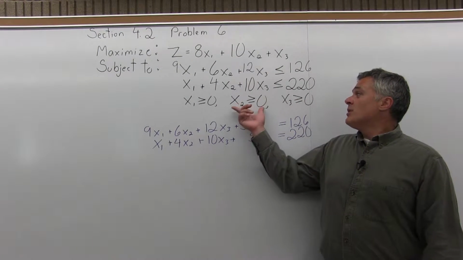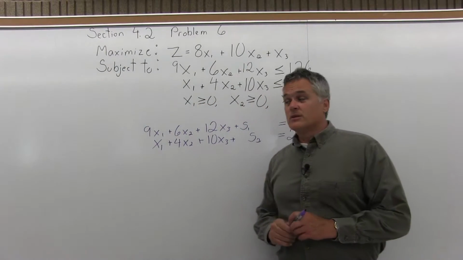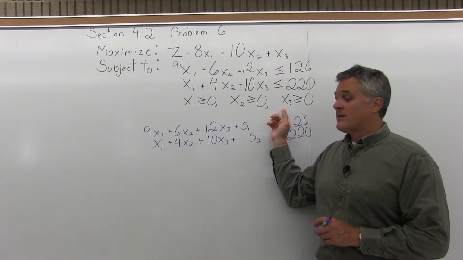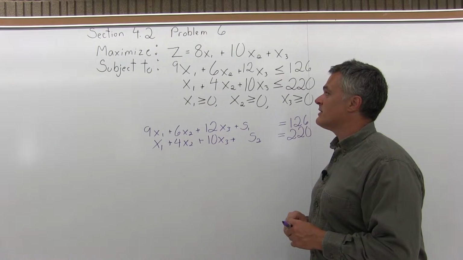Now, at the very bottom of the problem was included x1 is greater than or equal to 0, x2 is greater than or equal to 0, and x3 is greater than or equal to 0. I don't need to put that in the matrix. I should see that it's there. I see that it's there. It doesn't need to go in the matrix.